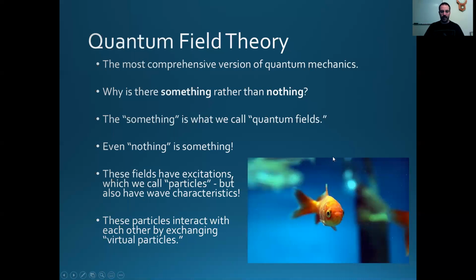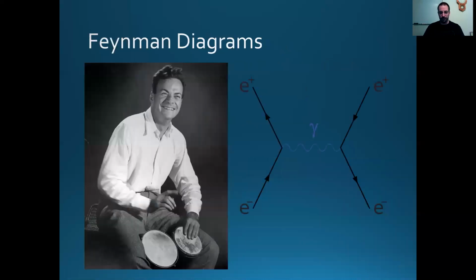So these fields have excitations. We call those excitations particles, but these particles also have wave characteristics, and these interact with each other by exchanging other particles. So this is what happens. These are two electrons that are interacting with each other, and the way that they do that, it's not that they repel each other with a force, it's that one throws a photon towards the other one. So one electron comes in, kicks off a photon, which hits the other electron and directs it away.